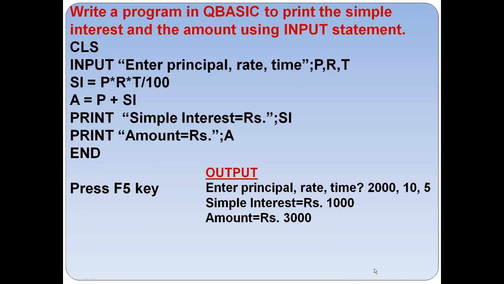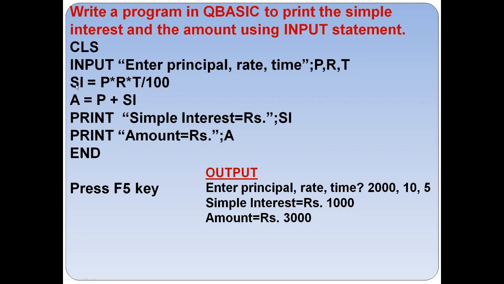Now the next question. Write a program in QBasic to print the simple interest and the amount using the input statement. This program we are making with the input statement. CLS, now input. For this we will enter principal, then rate, then time. Principal for P, comma R, then T.